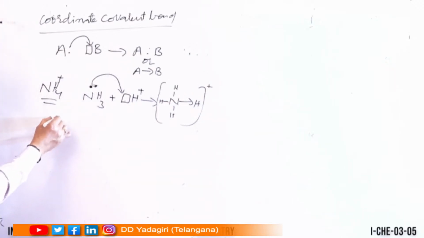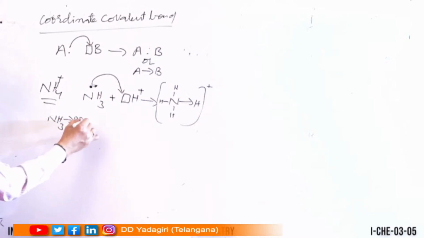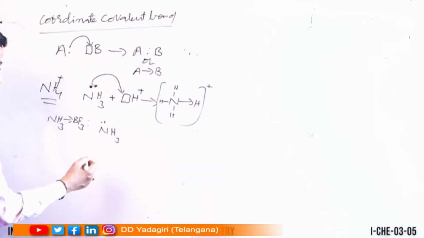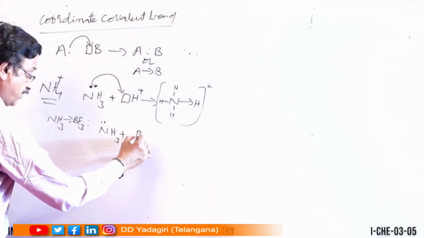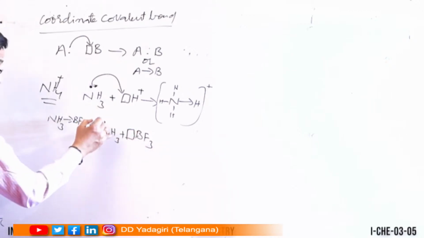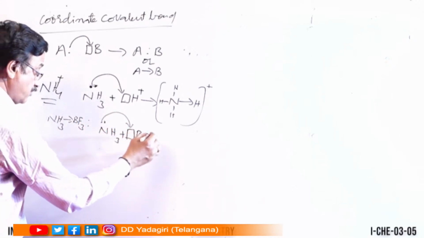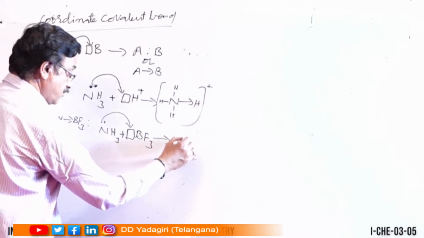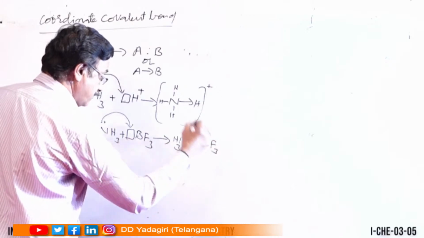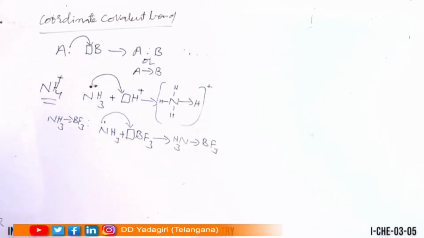Similarly, NH3 and BF3 molecule. NH3 has a lone pair on the nitrogen. BF3 molecule has a vacant orbital. So NH3 will donate the lone pair of electrons to BF3, right? So this is the NH3 and BF3 molecule. Like this, we can give many examples.